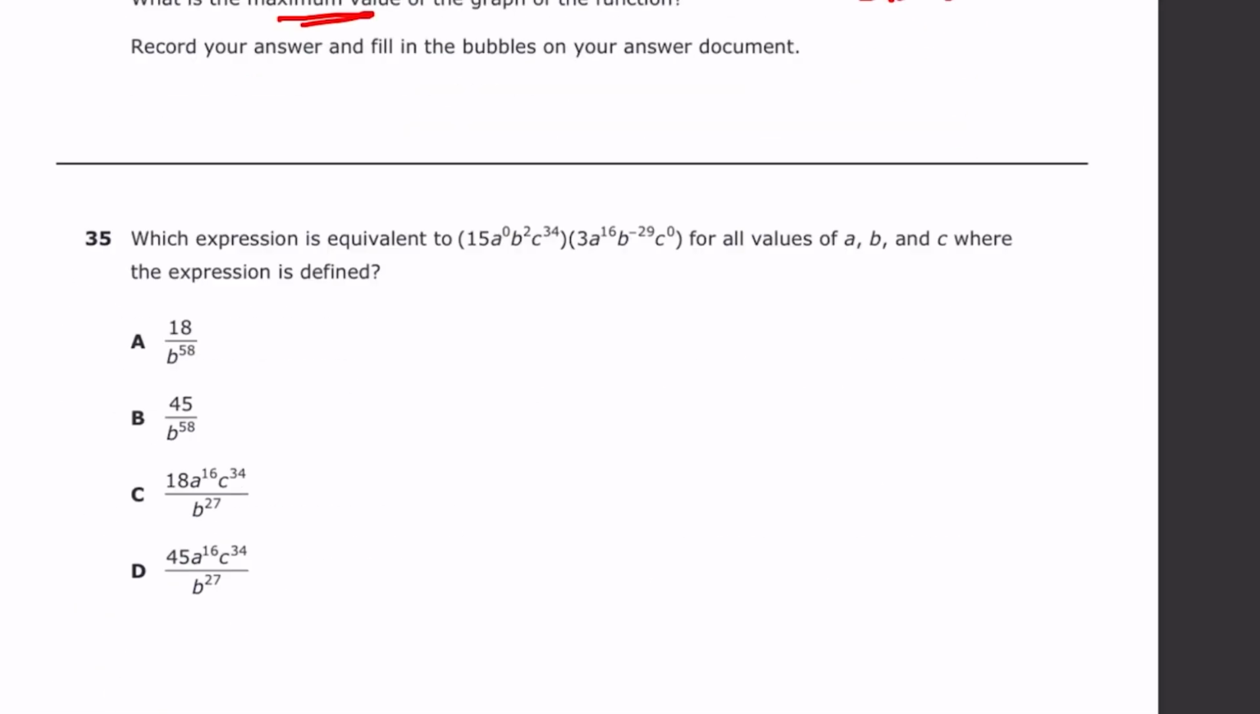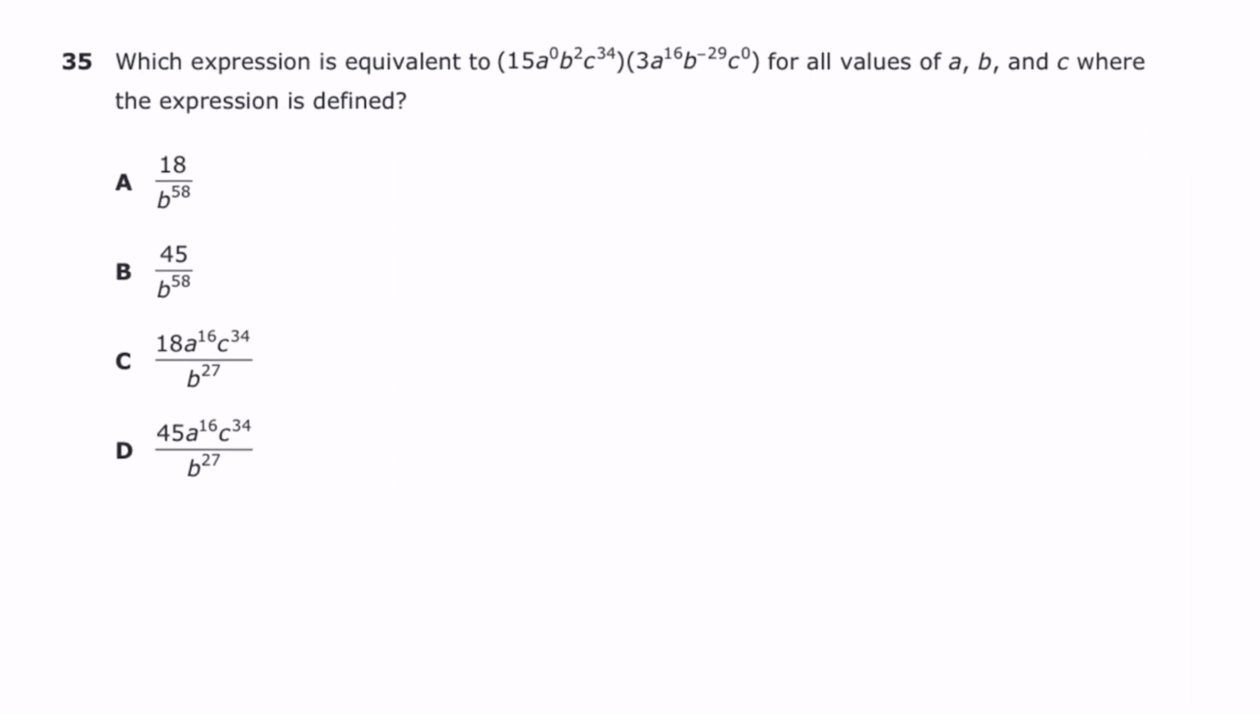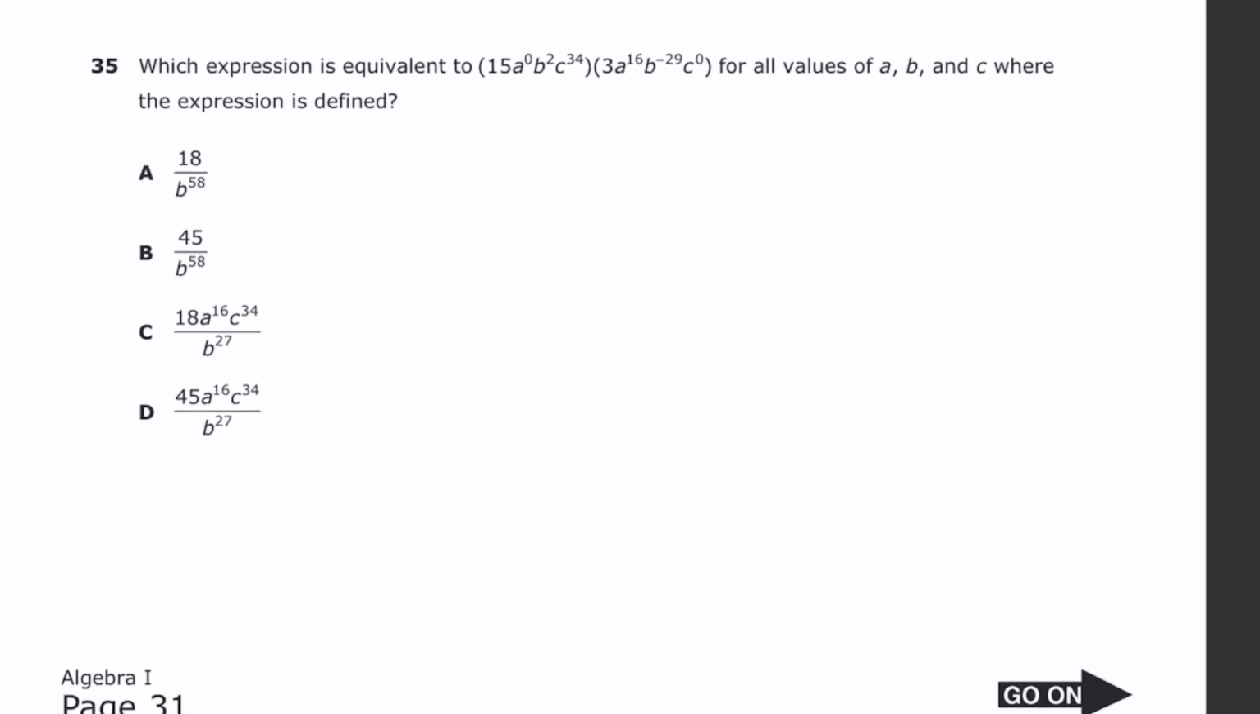Next, 35th problem. Which expression is equivalent to 15 into a to the power of 0 into b square into c to the power of 34 into 3 into a to the power of 16 into b to the power of minus 29 into c to the power of 0? So now how can we write this expression?